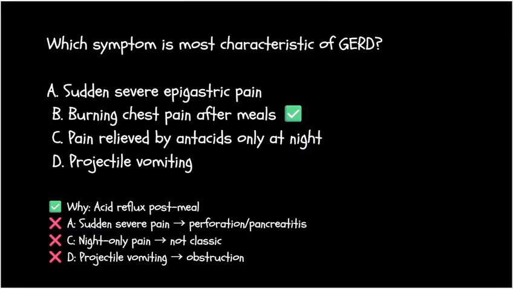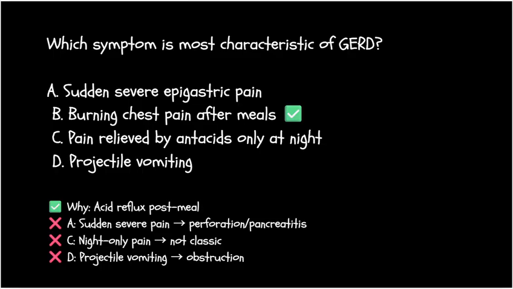Why? Why do you think we have stomach acid? The actual reason is that we have to break down the food that we're eating into simpler chemical substances. So the more you eat, the more acid you're going to have in your stomach. If you have GERD and you start eating, you're going to have a lot more acid because your stomach is producing acid to break that food into simple compounds. So why not A? Because A says sudden severe epigastric pain. That's more like a perforation or pancreatitis. Night-only pain is not classic for GERD.